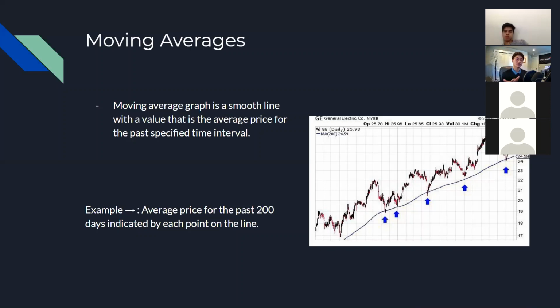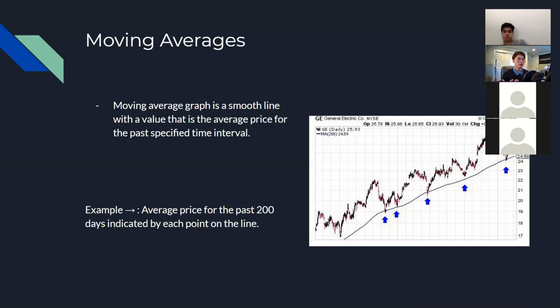So what does this look like? If you were to turn the moving average to 100 days, it would move a lot more, and it would be closer to the candlesticks, because it represents an average price that's closer to the present price. So setting the moving average to 200 days is very common.